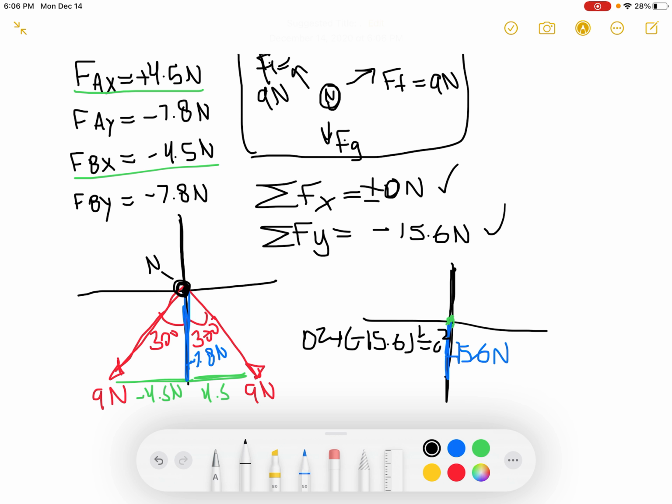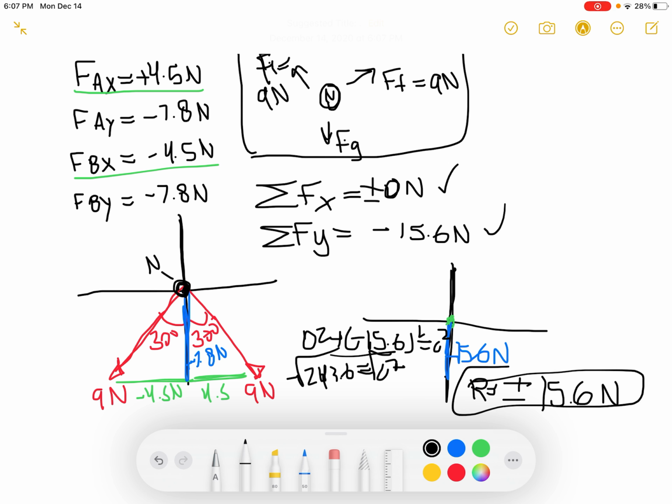That ends up being 243.6 equals c squared. And you take the square root, and you just get the same thing again. But this time, since we're doing the square root, the answer would be plus or minus, because it could be either one. So that is what the resultant force is for number 10. That's number 10. We have one more vector problem to do.